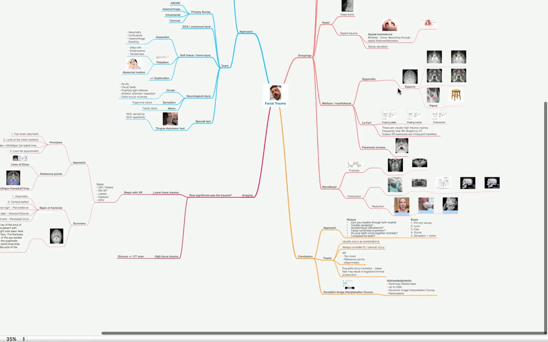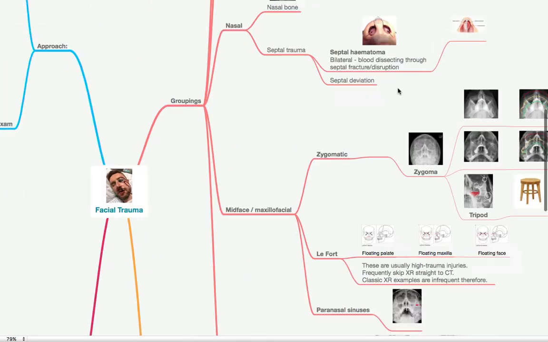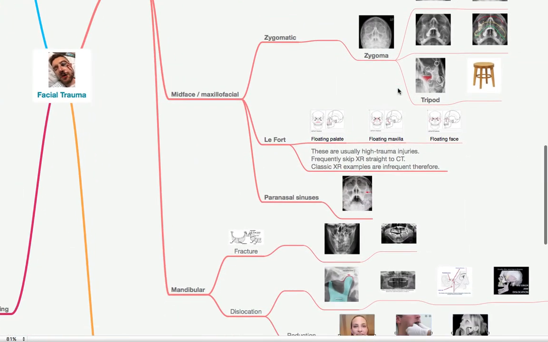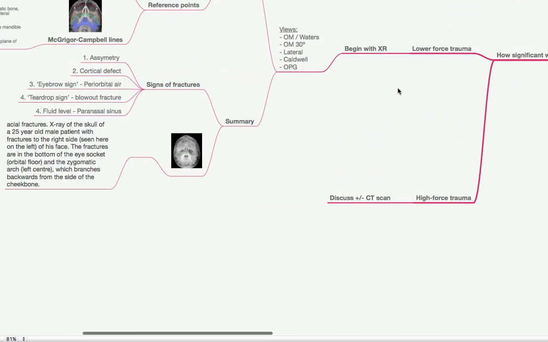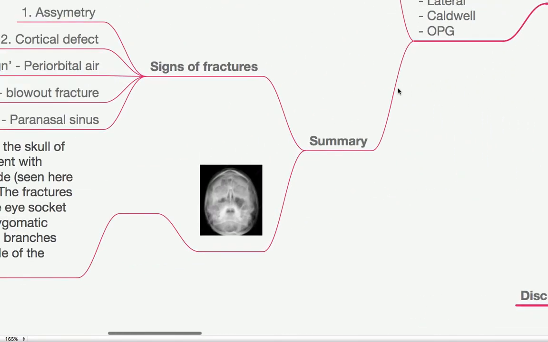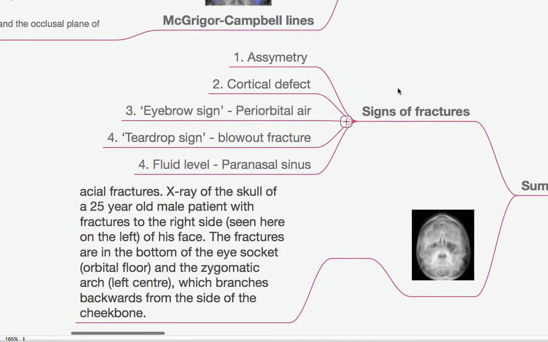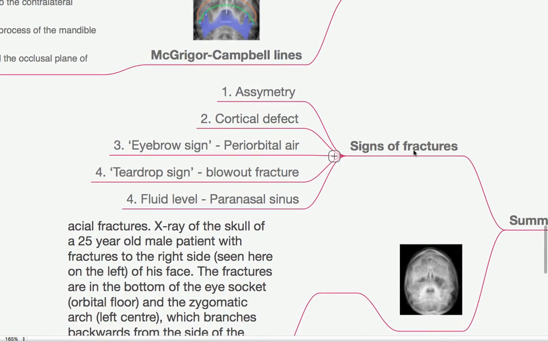Look those up yourself just to get familiar with those. Right, so those are the main patterns of injury that are frequently present in facial trauma. So let's go and just finish off a bit about the X-rays. So to summarize with our x-rays, we're going to look for signs of fractures.